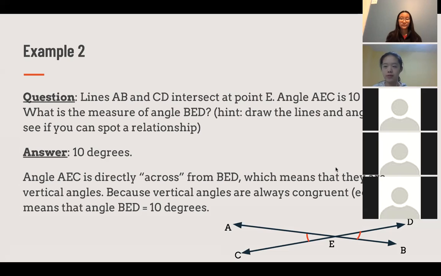And one thing that you may have accidentally done is switch the positions of the letter A and the letter B, or the letter C and the letter D. You might have gotten that angle AEC is really wide when the question says that it's just 10 degrees. In that case, you can just ignore how wide it is and pretend it's a narrow angle, because you'll still get the same answer either way.